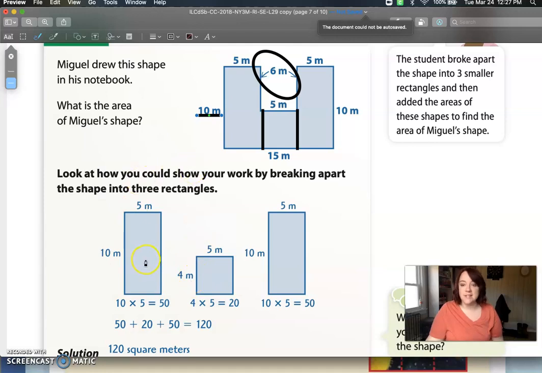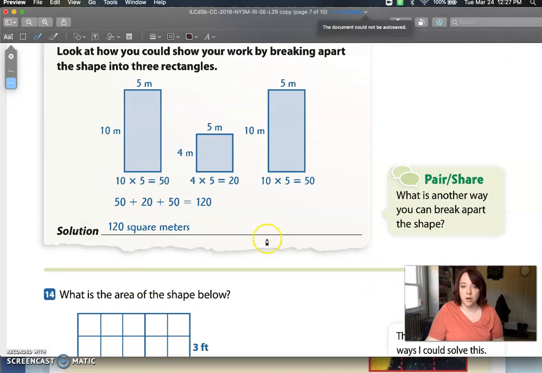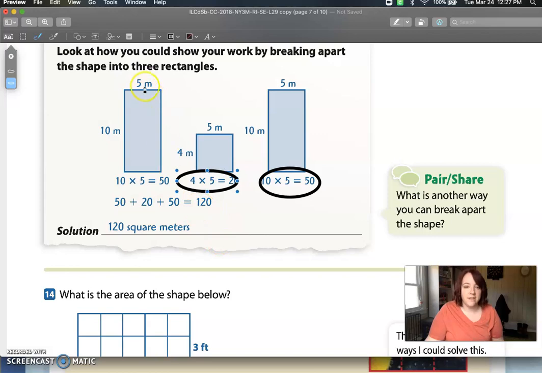And then this one, of course, is the same exact shape as this one, so they use the same numbers. It kind of already gives us 10 and 5. Tells us exactly what it is. So now that we have all 3 of these, what they did is they took the area from each part. We knew that our side was 10 and our top was 5. So 10 times 5 equals 50. Boom, done. Next, they did 5 times 4, which equals 20. Boom, done. Then they did 5 times 10 again, which equals 50.